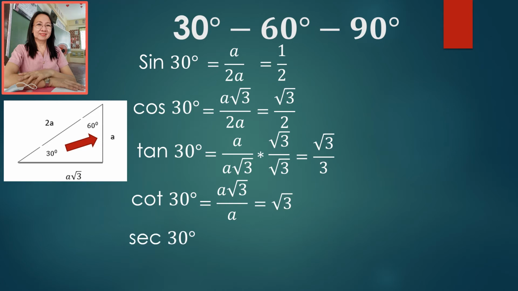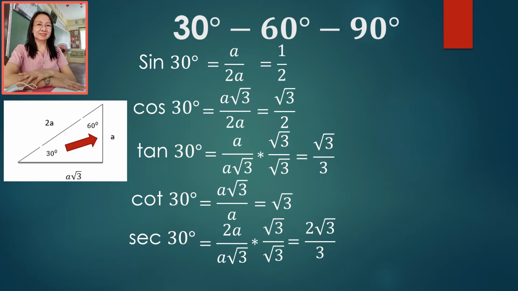Next is secant 30 degrees. So this is the reciprocal of cosine 30 degrees. So we will arrive at 2A over A square root of 3. So we need to cancel A over A and rationalize. So multiply by square root of 3 over square root of 3. And then we will arrive now at 2 square root of 3 over 3. This is the value for secant 30 degrees.